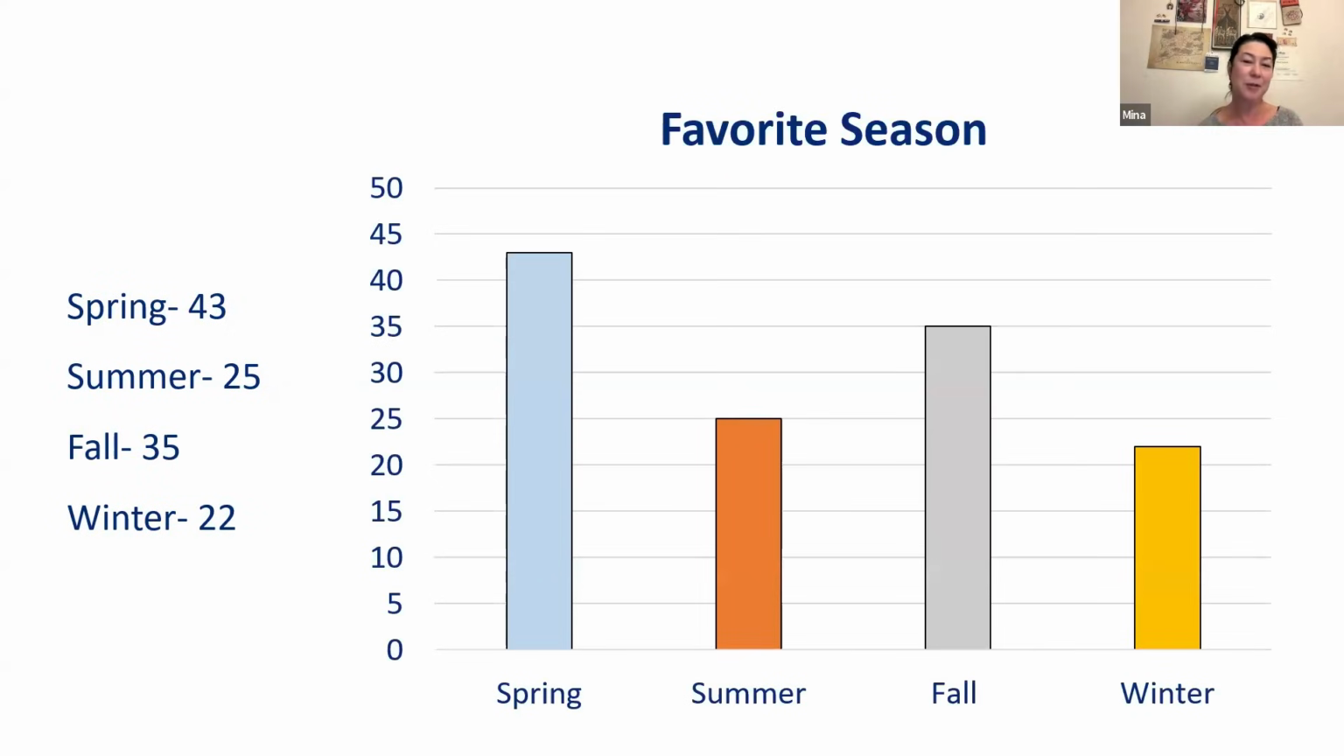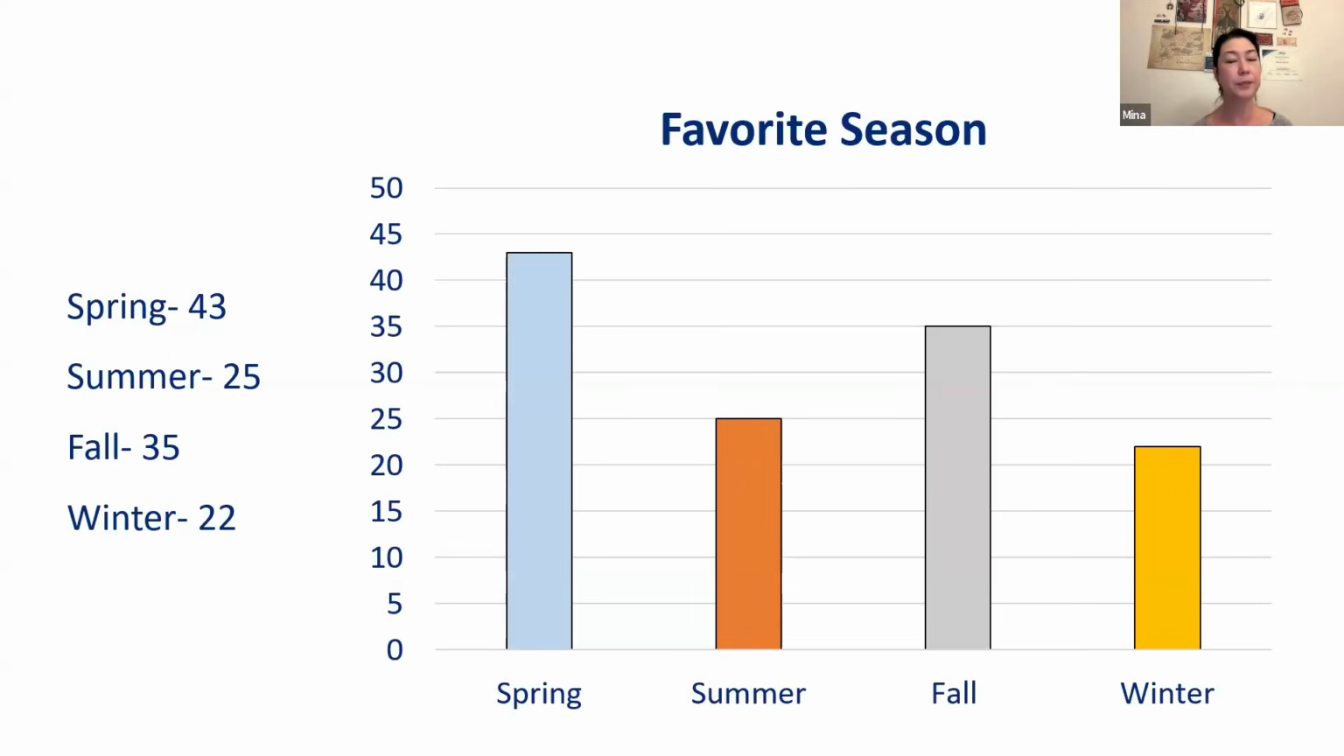Okay, class. So we see in my first category here is spring, and 43 of you like spring. So I drew this light blue bar, and it goes up to the number 43. And I will label it spring. Next, we have summer, and 25 of you chose summer. 35 of you love fall. And finally, 22 of you, which is still a pretty high number, said that winter is your favorite season.